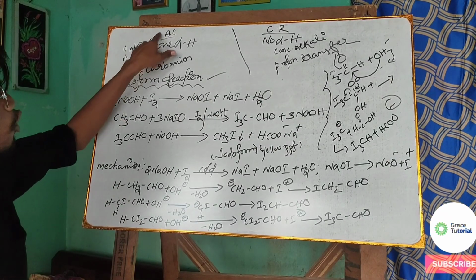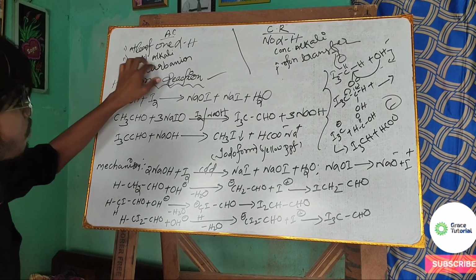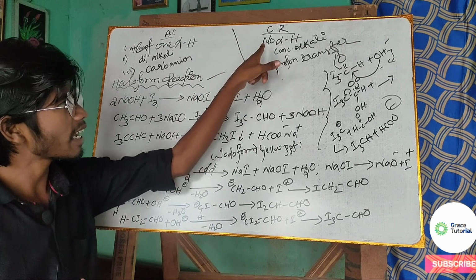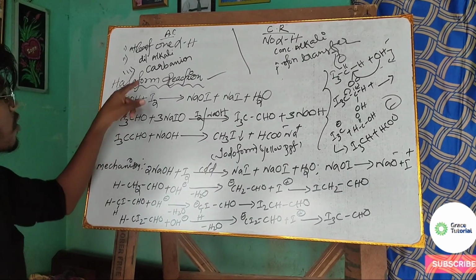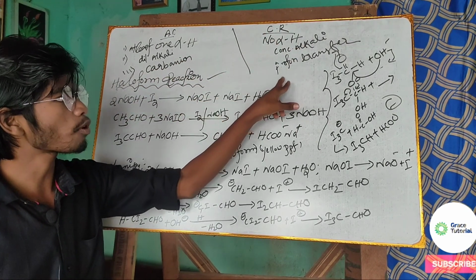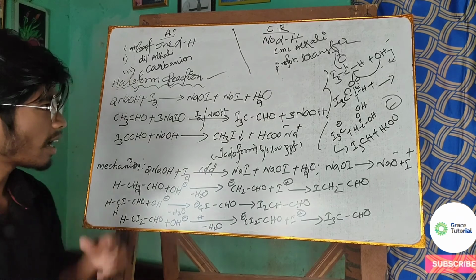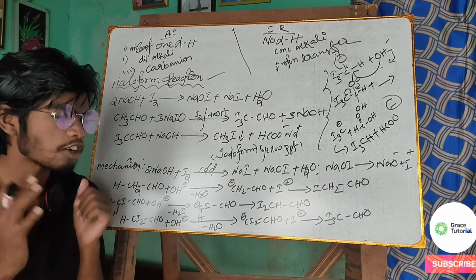Point 2. Aldol condensation takes place in the presence of dilute alkali, but Cannizzaro's reaction takes place in the presence of concentrated alkali. And aldol condensation proceeds through the carbanion. On the other hand, Cannizzaro's reaction proceeds through proton transfer. And that's the difference between aldol condensation and Cannizzaro's reaction. I hope it is very clear to you.